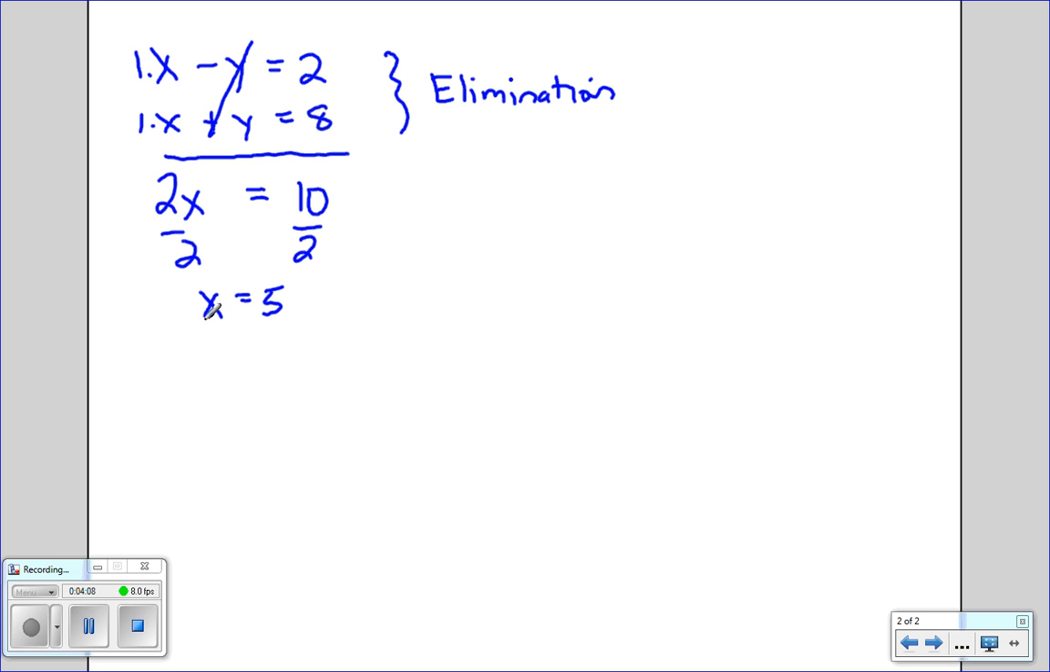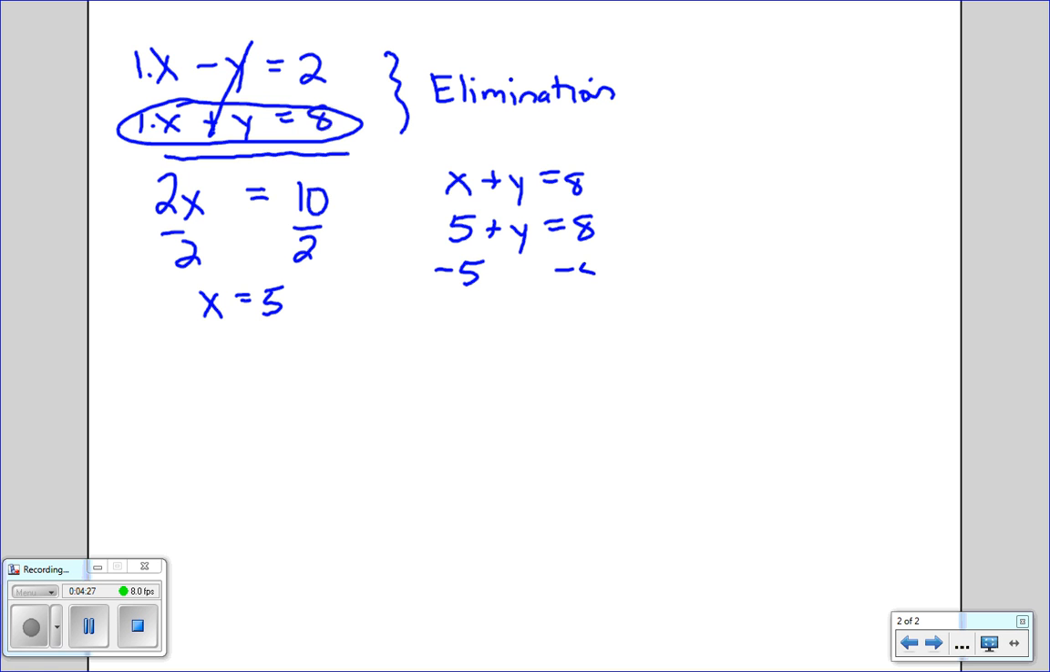Not done yet, though. We still have to go back and find y. Plug it back into either equation. I would say, yeah, stay away from the negatives if you can. Let's go with this equation. So since x plus y equals 8, we're going to plug in x is 5. 5 plus y equals 8, and then just solve it. Move the 5 over. There you go. So your solution is 5, 3. Well done. Pretty cool, right? So again, you could use substitution on this one if you want, but typically elimination to me, a little bit neater. All right, let's try another one.